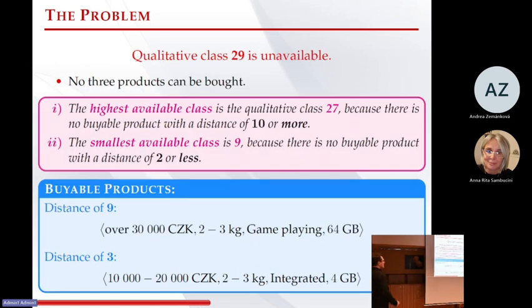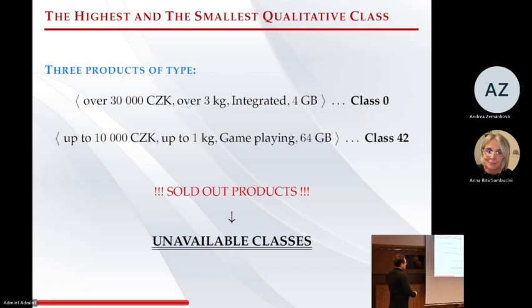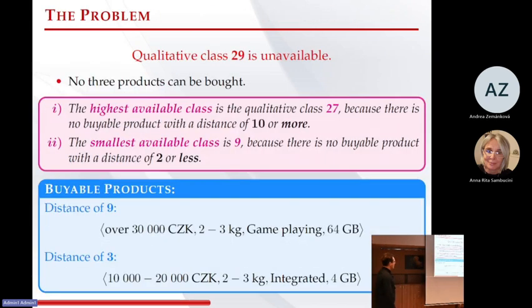Okay, but like I said before, unfortunately, qualitative class 29 is unavailable. Why? Because there is no laptop which exists. So the smallest class is 0 and the greatest class is 42. And now we find the highest available class where there is a laptop which we can buy.